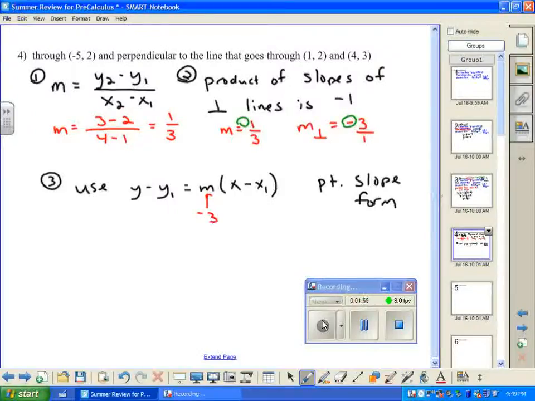And so now we know that the slope of the line is -3. We'll substitute that in place of m, and we'll substitute the -5 for x1 and the 2 for y1. So the equation of our line ends up being y minus 2 equals -3 times the quantity x minus a -5, or x plus 5. So the equation of our line is y minus 2 equals -3 times the quantity x plus 5.